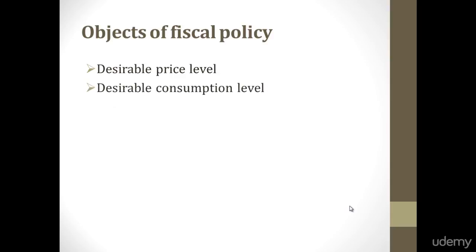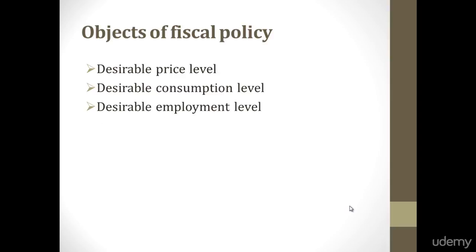Second is desirable consumption level. A desirable consumption level is important for political, social, and economic considerations. Consumption can be affected by all expenditure and tax policies of the government. When government increases the sales tax and excise duty on necessities of life, then aggregate consumption is decreased and vice versa.